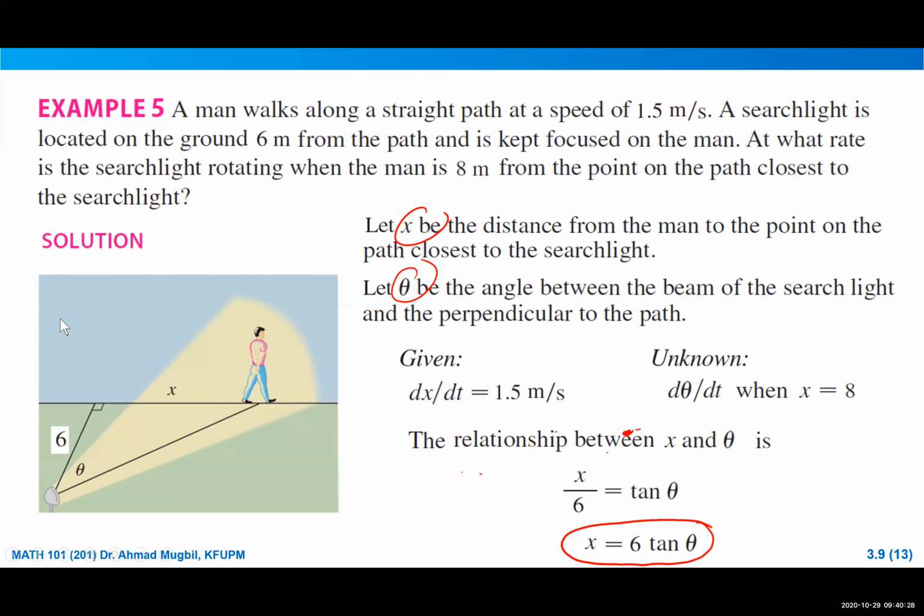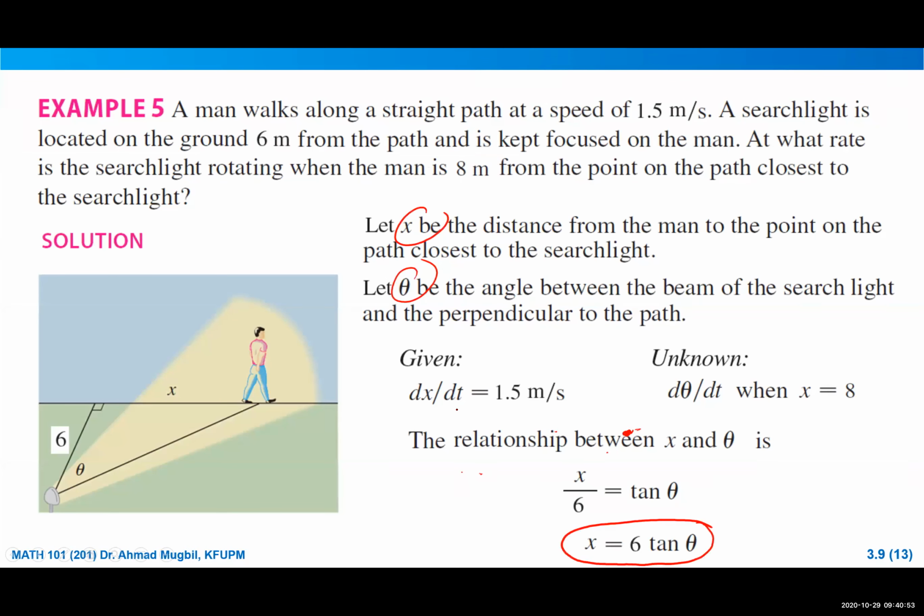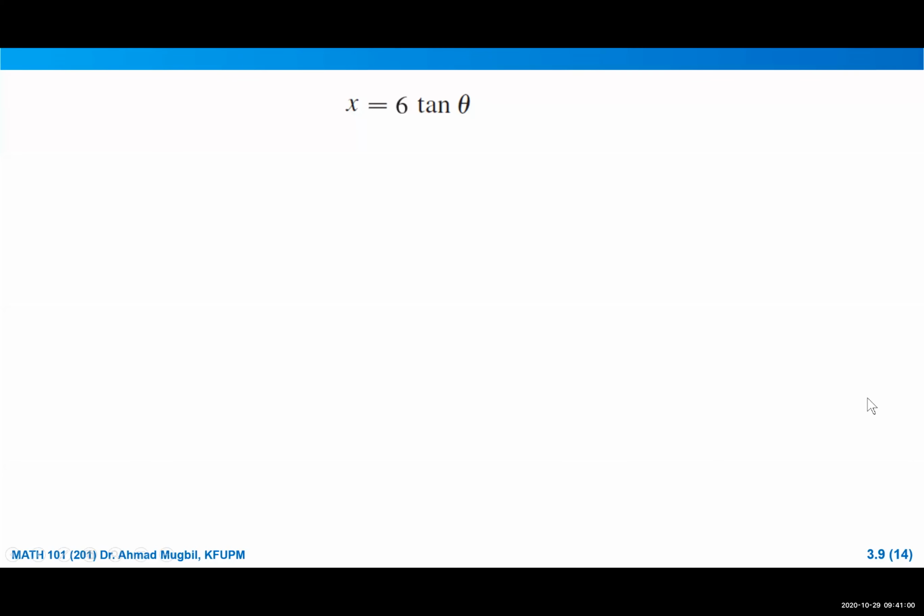Now what we will do, we will differentiate both sides with respect to what? To time. So what we are going to have is dx dt equals 6 what? Secant squared theta d theta dt. Now, what do we have? What do we want? We have dx dt. I need d theta dt, and also I have x. So my x is given.